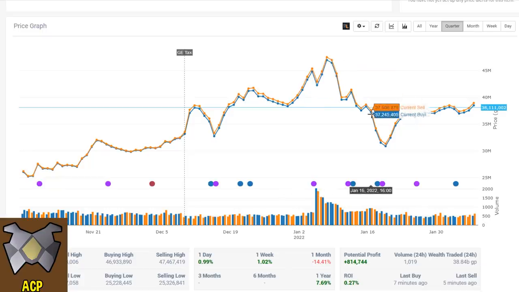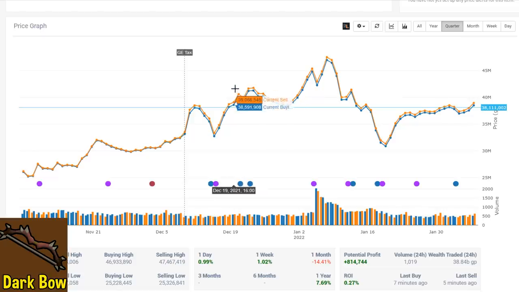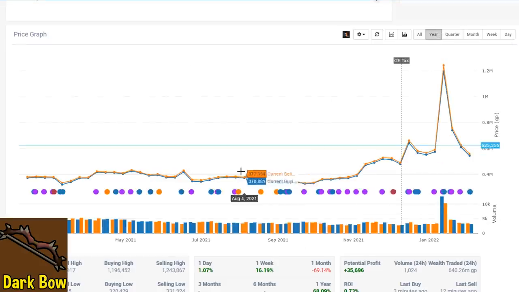This is probably just the next update. The demand for Armadillo being used in new PVM content will change the price much more than this 1% tax has. Another example is the Dark Bow. The Dark Bow is on that list as well. So around November, it started to go up, but has it remained high because of the GE tax, or because some people use it at Nex once again?